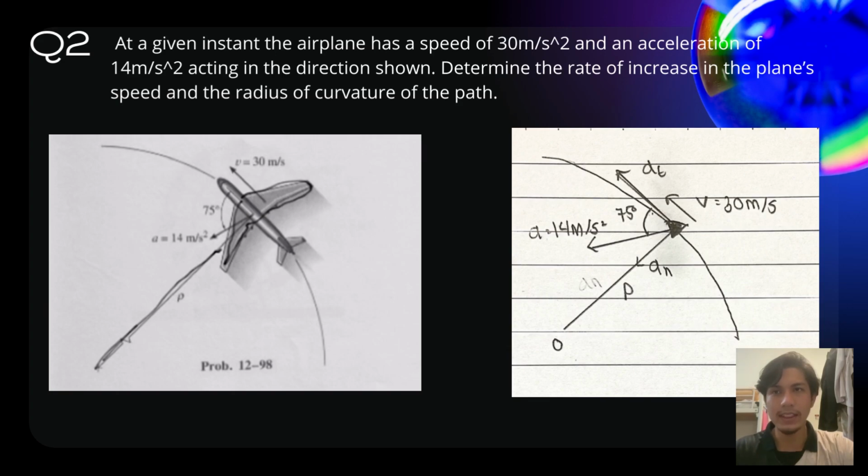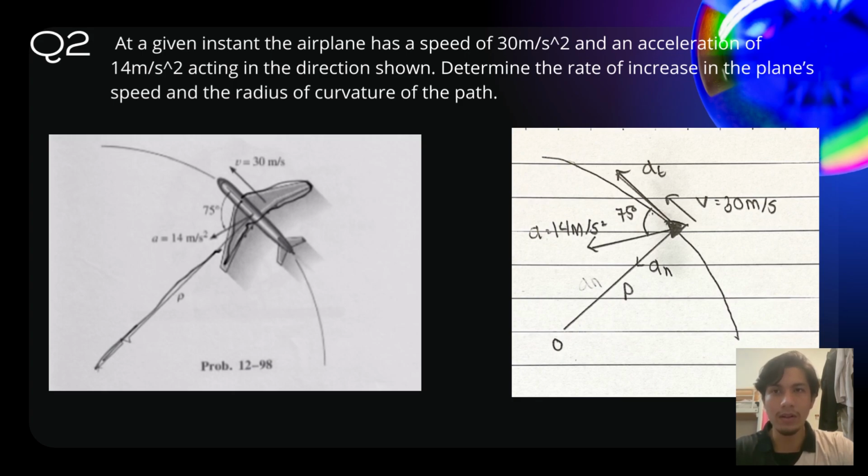We move to question 2. At a given instant, the airplane has a speed of 30 meters per second and an acceleration of 14 meters per second squared acting in the direction shown. Determine the rate of increase in the plane's speed and the radius of curvature of the path.